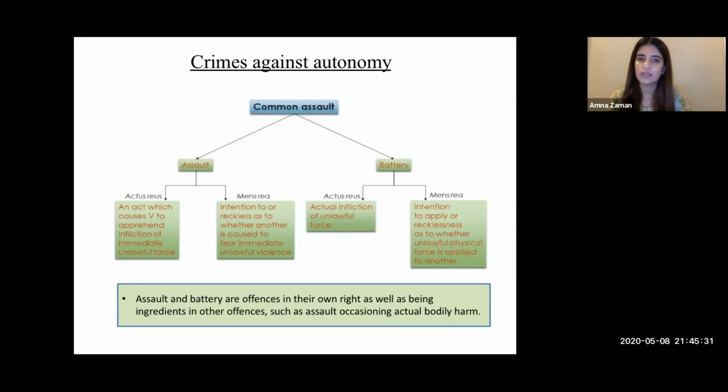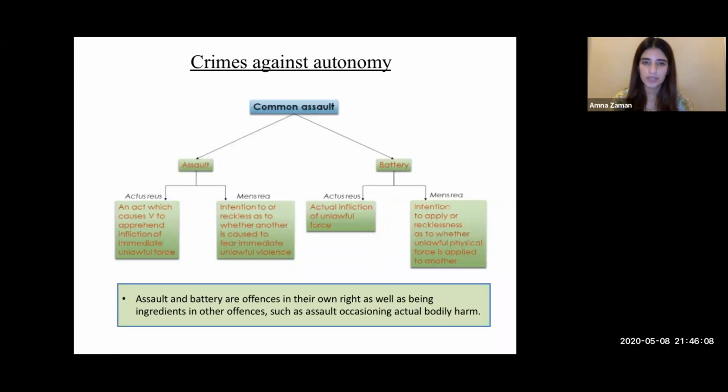The mens rea requires either an intention to cause apprehension of infliction of unlawful force, or recklessness as to whether another person fears immediate unlawful force on their body. Whereas for battery, the actus reus is actual infliction of force on the body, and the mens rea is intention or recklessness as to the fact that actual force is inflicted on the victim's body.